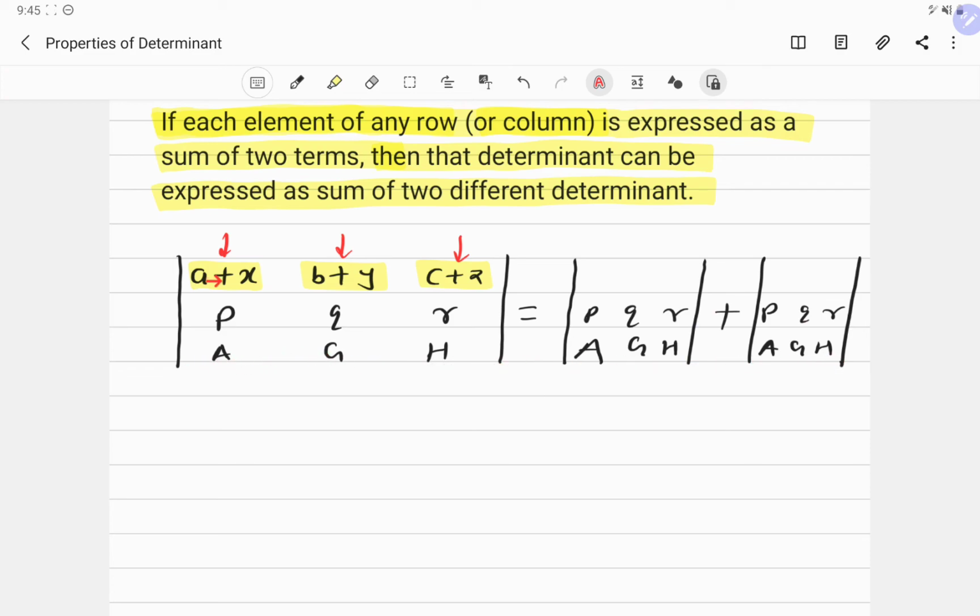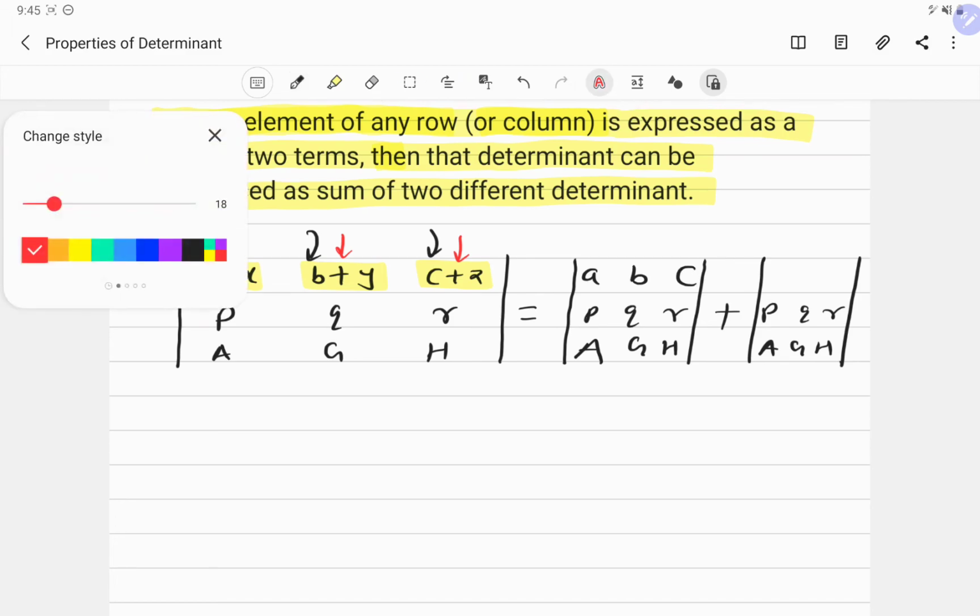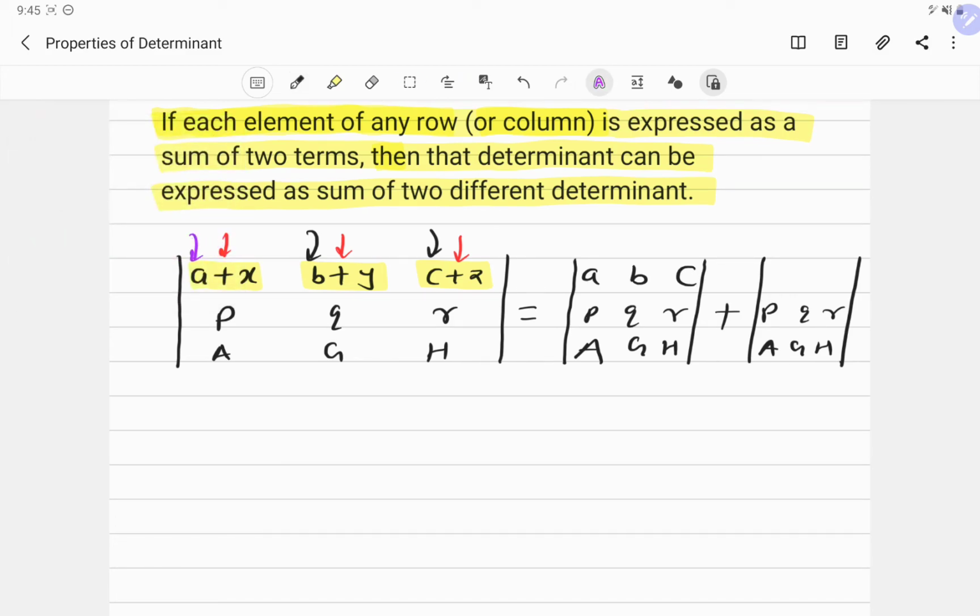Now this property only belongs to this first row, which is expressed as a sum of two elements. If you observe, this is the sum of two elements. Here also, this is expressed as a sum of two elements. Then you can split this into two parts. Now let's write this A, B and C in the first determinant. So please observe this thing. Let me mark with a different arrow. This is A, this one is B, this one is C, and here I express this A, B, C in the first determinant.